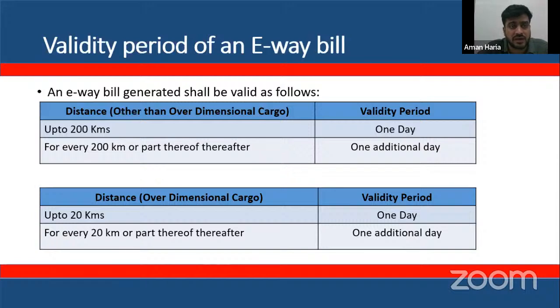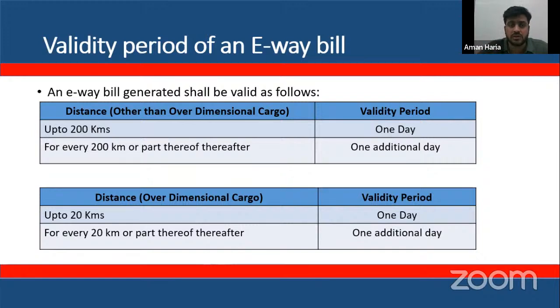So what is the validity period? For every 200 kilometers, 1 day. For every additional 200 kilometers or part thereof, one additional day is given. So for example, if the total distance that is supposed to be traveled is 300 kilometers, the validity period shall be 2 days.